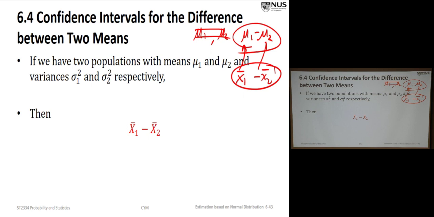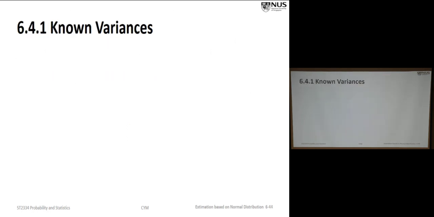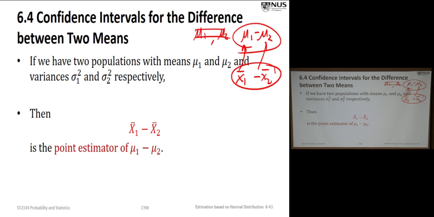So in order to construct the confidence interval, what we need is something like this. For means, it will again be plus or minus a constant times the standard error of this one, which is the square root of sigma 1 square over n1 plus sigma 2 square over n2. And this assumes sigma 1 and sigma 2 are known.